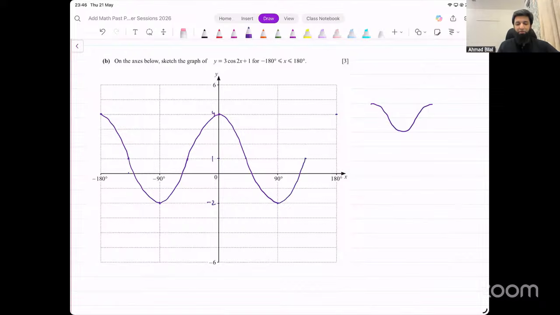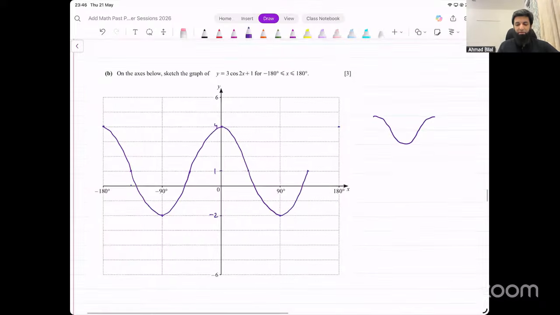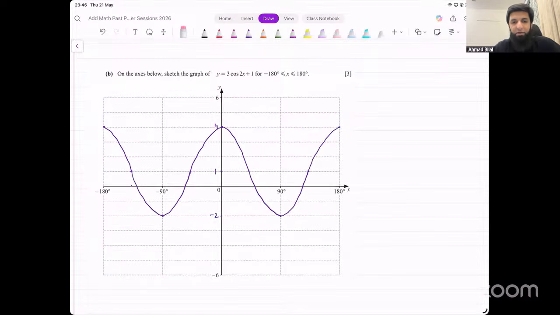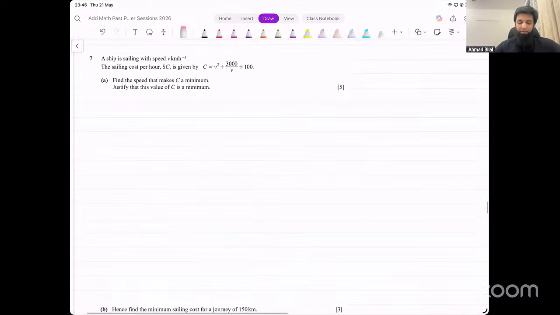This is what the graph is going to look like. And that's your final answer. The last part as well. Missed that. Okay, that's your final answer. This is what we were looking for. Not too complicated, right? Let's look at the next one now.